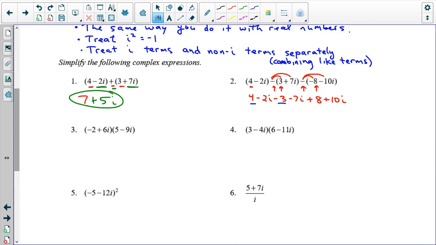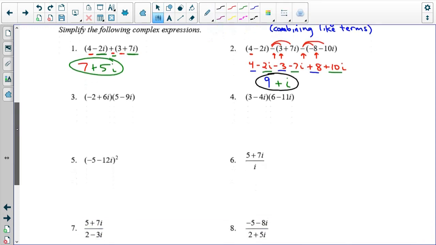So now I'm going to combine all the like terms. 4 minus 3 plus 8 is 1 plus 8, so that's 9. And then negative 2i minus 7i plus 10i is negative 9i plus 10i, so plus 1i. So 9 plus i is my answer there.